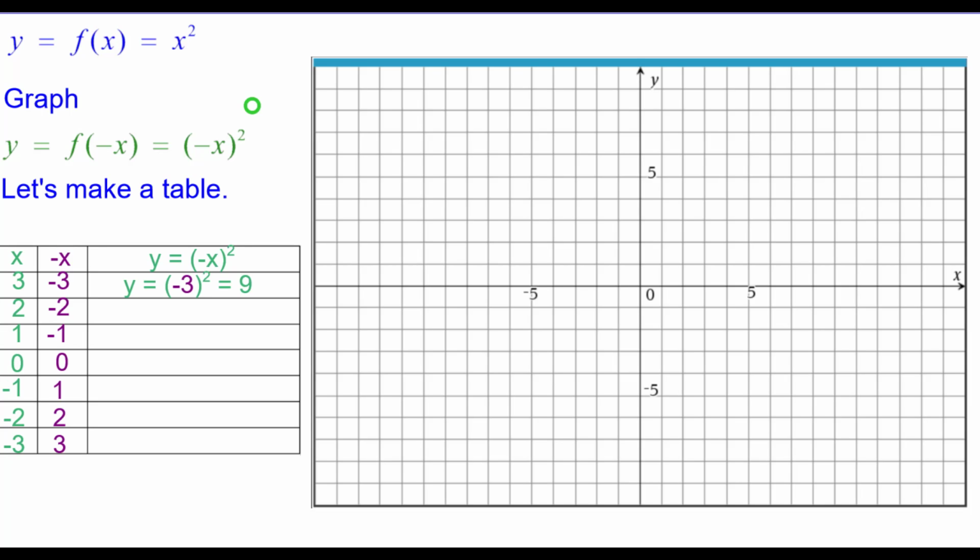So when x is 3, we're going to square the opposite of 3, negative 3. And when we square that, we get 9. And when we plot the ordered pair, 3, 9. When x is 2, the opposite's negative 2, and we square that and get 4. So 2, 4. 1's opposite's negative 1. Square that, positive 1, so 1, 1. And then 0 squared is 0, so the origin.